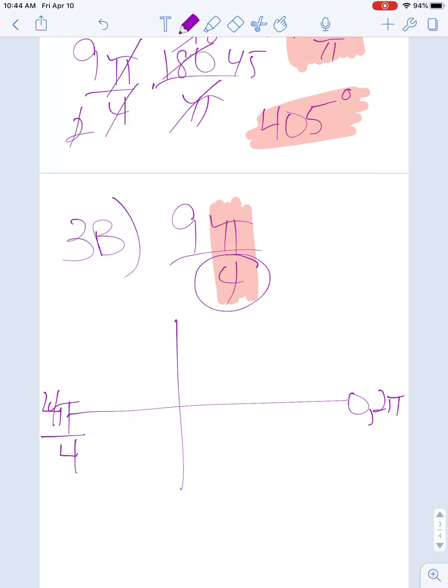This is 2 pi over here. So I'm going to make the common denominator there, 2 pi times 4 over 4. That's going to give me 8 pi over 4. So I'm going to go to 3 pi over 4.